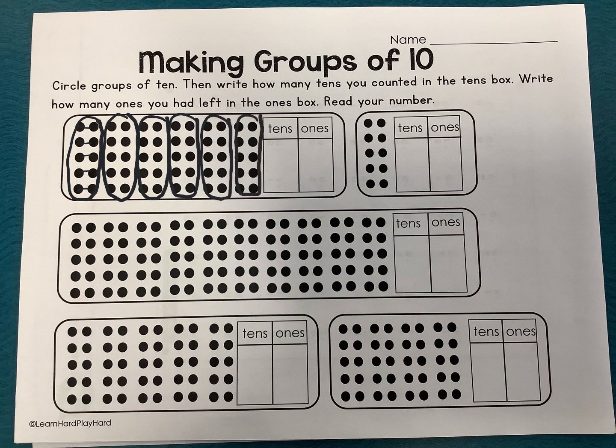How many groups of 10 did we circle? 1, 2, 3, 4, 5, 6. We circled 6 groups of 10. How many ones did we have left over? Did we have any ones left over? Nope, so we just put a 0. So if I have 6 groups of 10s and 0 ones, what number do I have? 60. Very good. Okay, let's look at the next one.